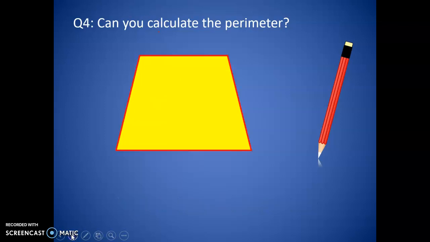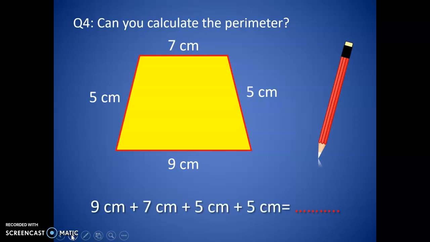Here's another shape. Can you calculate the perimeter of this one? 7, 5, 5 and 9. Remember, we've got to go all the way around the shape to calculate the perimeter. Pause the video to decide what the perimeter is.